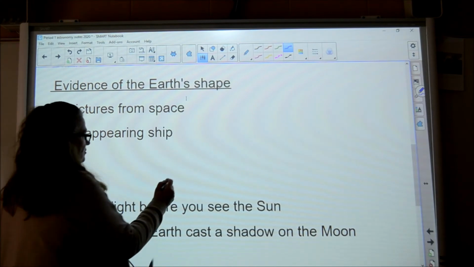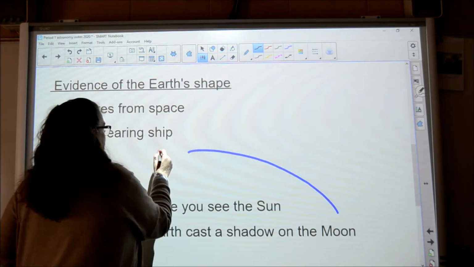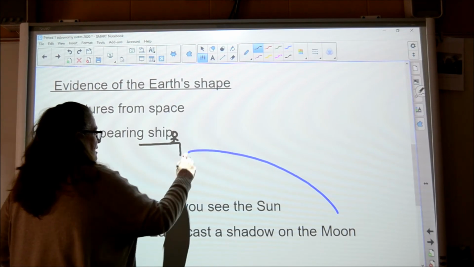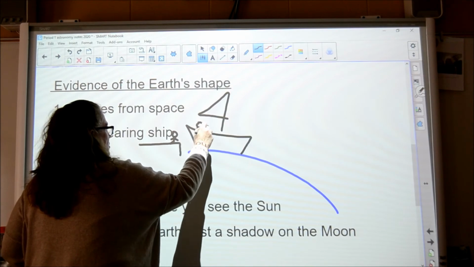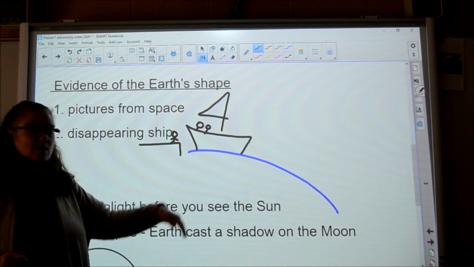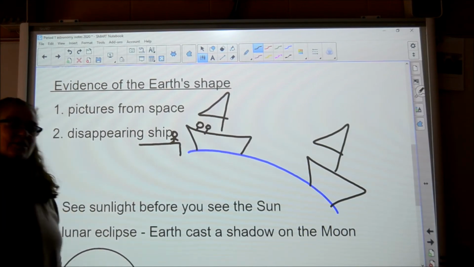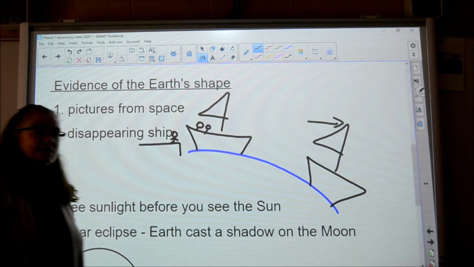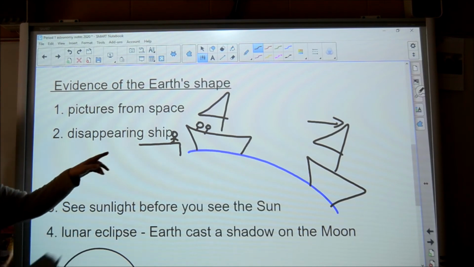So if I have you, and here's my Earth, and here we were standing at a pier, and you're in a ship, and we're waving goodbye to you, as you travel over the horizon, the last thing that we see is the top of your mast. If it wasn't a curve, you would just get progressively smaller and smaller, which is not true.